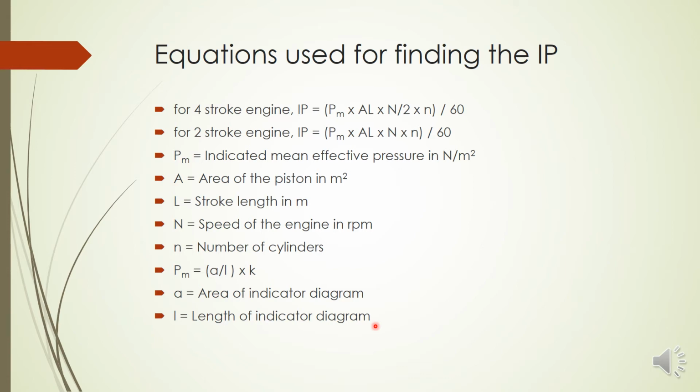And K is the spring constant. If the area unit is meter square and length is meter, then a by l will give meter. But the pressure unit is different, so you have to multiply by the spring constant K of the indicator device, which will mostly be in bar per centimeter or bar per meter. So we can find the mean effective pressure using this equation.